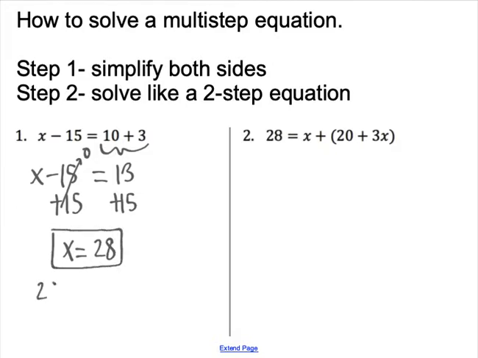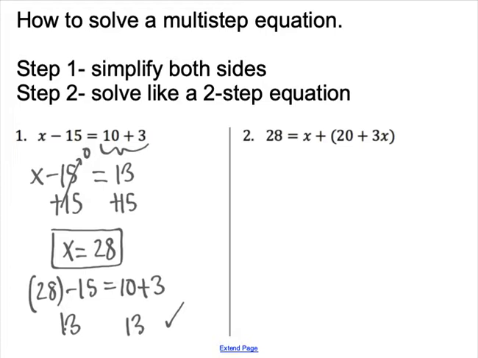And if we just check real quick, taking the original problem, x minus 15 equals 10 plus 3, and plugging in 28 for x. 28 minus 15 is 13, 10 plus 3 is 13, so this checks out.